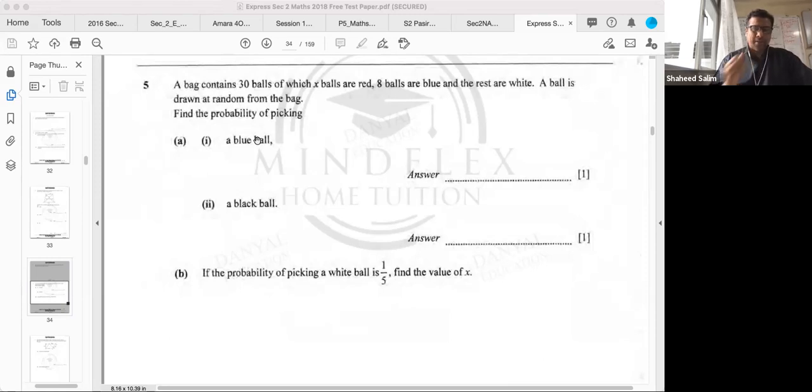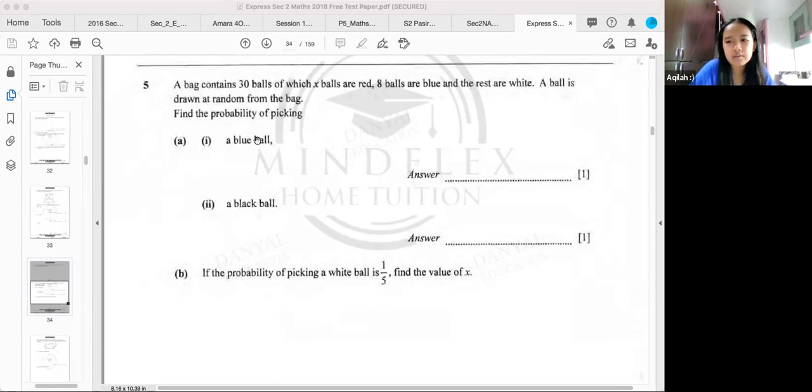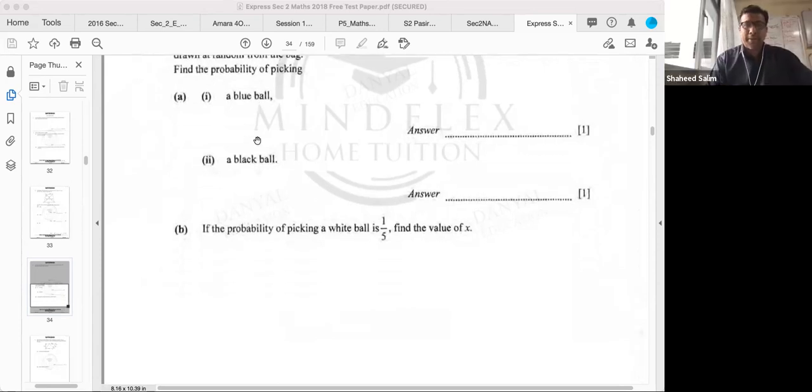So, can you find the value of x? Not tricky. x equals 16. Well done. Very good.